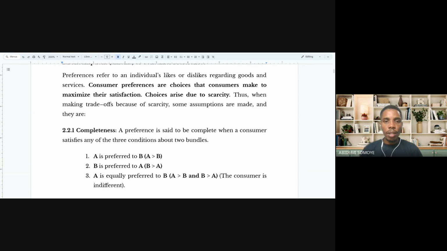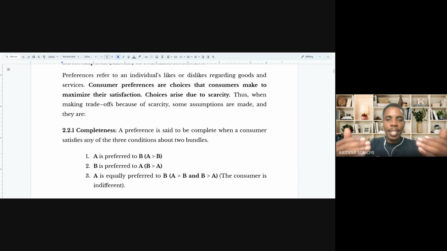The first one is completeness. A preference is said to be complete when a consumer satisfies any of the three conditions about two bundles. What's the first one? A is preferred to B.